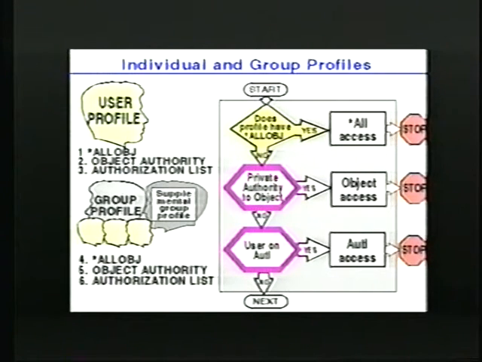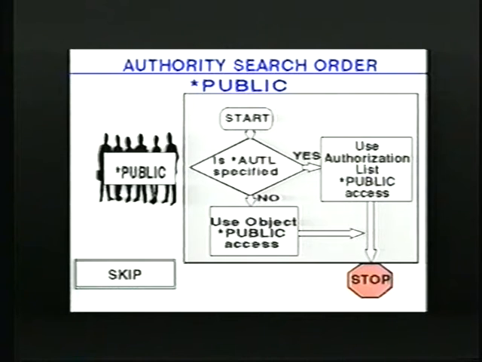If you have no authority either at the user level or at the group level, then it will continue on and check the public authority. It checks the public authority for an object. It essentially says, looking at the object, does the object say that the public authority is *AUTL? What is *AUTL? This is a special designation that the system is to get the public authority from the public entry on the authorization list. If it's not *AUTL, it's actually going to use the public authority specification in the object itself.